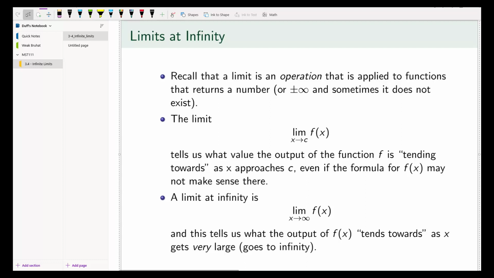So our new type of limit is, instead of having a number that we're taking our limit at, we're taking the limit at either plus infinity or minus infinity. And essentially what this is going to tell us is what happens to the function as we plug in larger and larger inputs. Basically we're going to be asking what do the outputs of f of x tend towards as x gets very large, or as x goes to infinity.